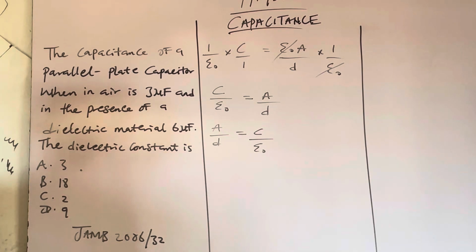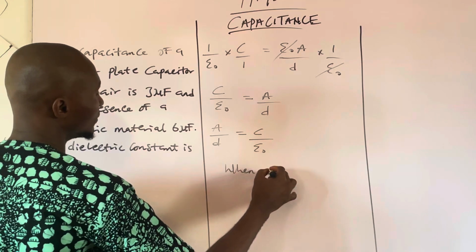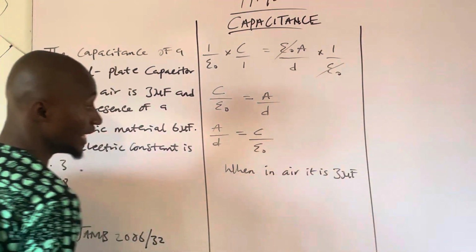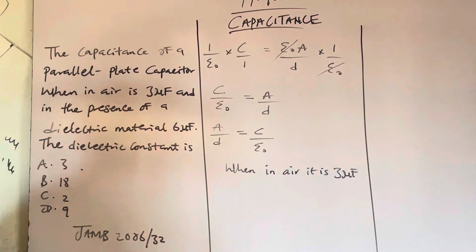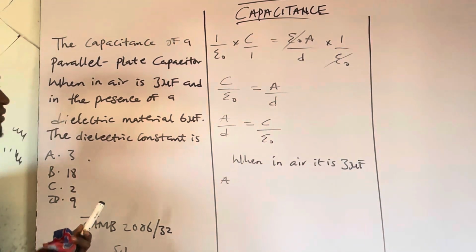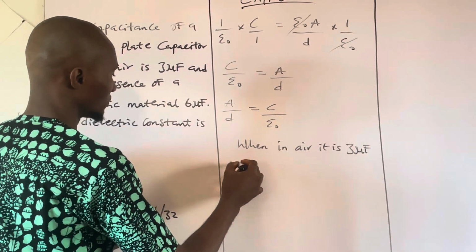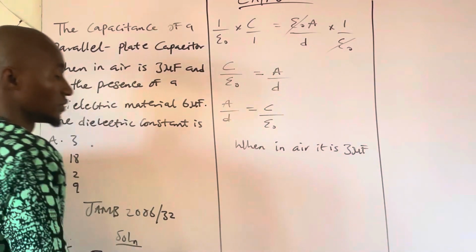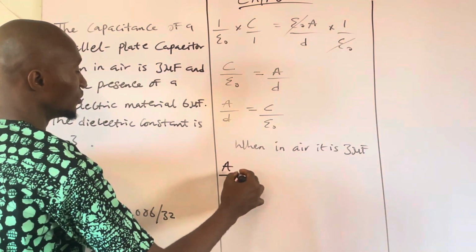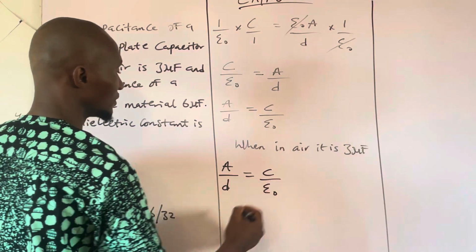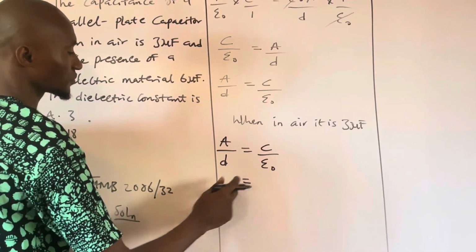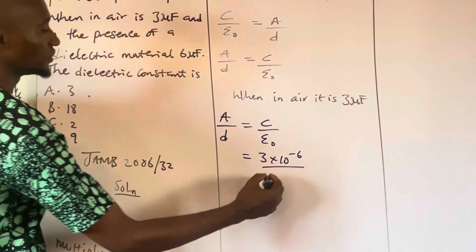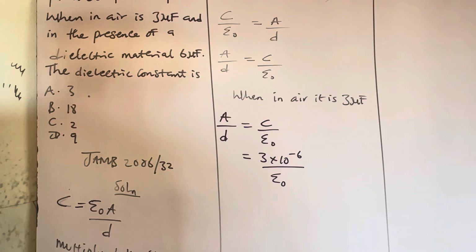Having known that, now, when in air, it is 3 microfarad, right? When in air, it is 3 microfarad. So what do we do then? So A over D equal to capacitance over this. So this is equal to 3 times 10 raised to the power minus 6 over, what is our EO? Unknown. Right? Good.